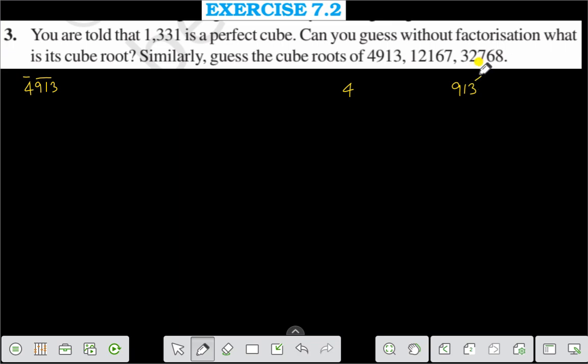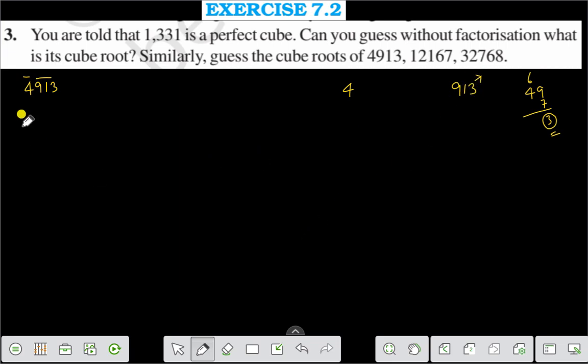Now the unit place is 3, right? Since the unit place is 3, if the digit 3 is at the end of a perfect cube, then its cube root will have its unit place digit as 7, because 7 times 7 is 49 and 49 times 7 is 343, and 3 is at the end. Therefore, you can take this digit as 7.